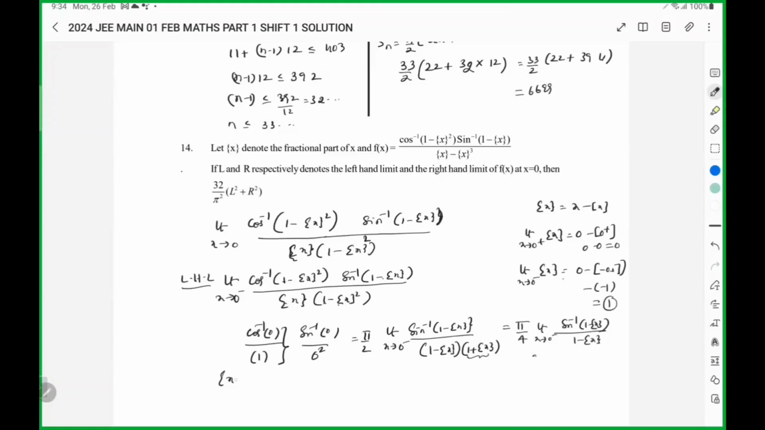Here you take fractional part of x as y. x approaches 0 minus, y approaches 1, then the limit will be pi by 4. Sine inverse 1 minus y by 1 minus y, which is nothing but pi by 4 into 1. You get left limit is pi by 4.